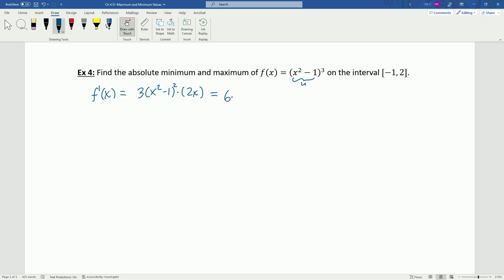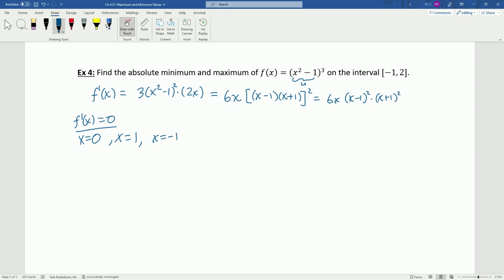Okay, rewriting this slightly. This is 6x, 3 times 2x. And then inside this square, I'm going to factor the x squared minus 1 into x minus 1 times x plus 1 squared. So this is 6x times x minus 1 squared times x plus 1 squared. That makes it very easy to find my critical numbers here. F prime of x equals 0 when x equals 0, x equals 1, and x equals -1, right? When this factor is 0, this factor is 0, or this factor is 0.